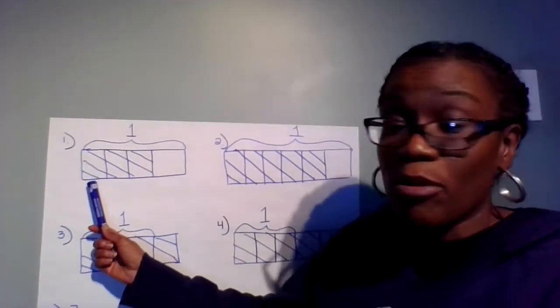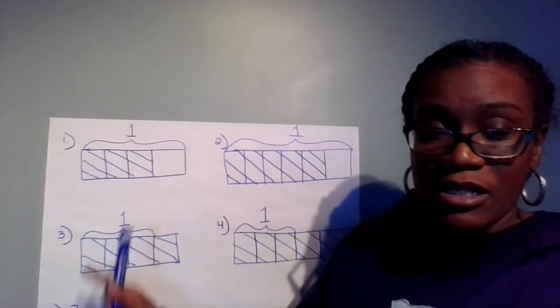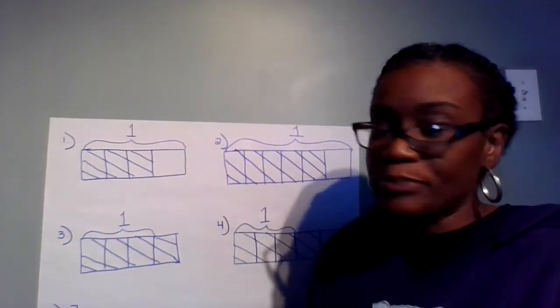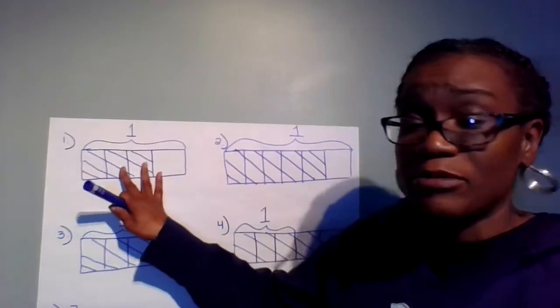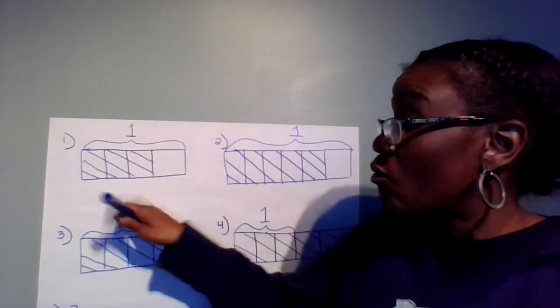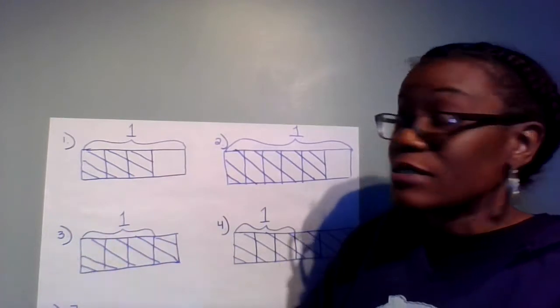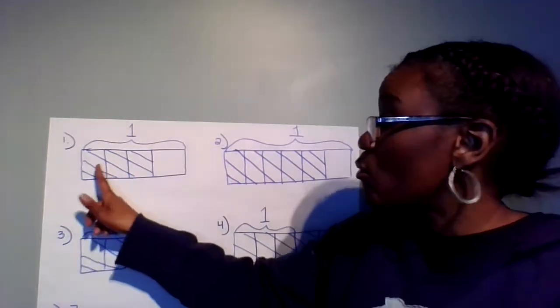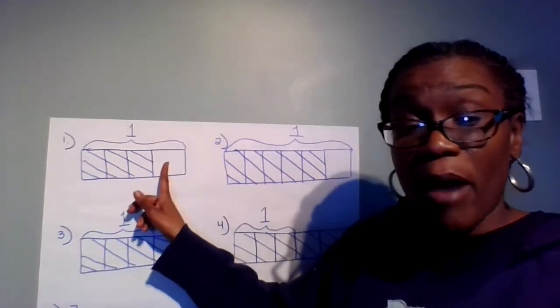So let's look at number one. And as you can see, I've drawn a tape diagram. The tape diagram is showing the number one as a whole. And as a whole, it has how many parts? 1, 2, 3, 4 parts.